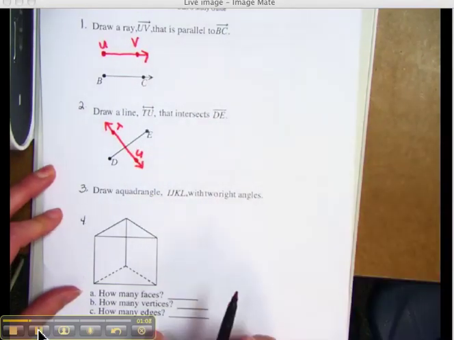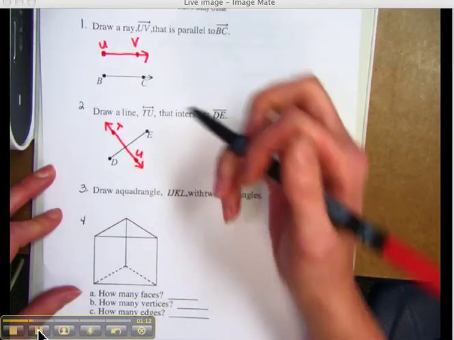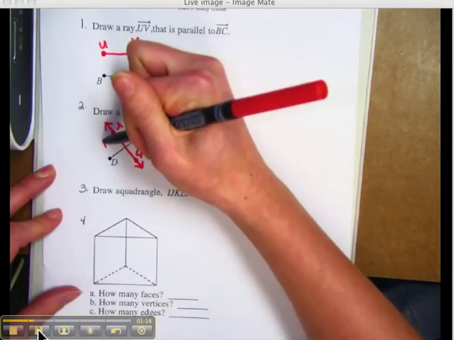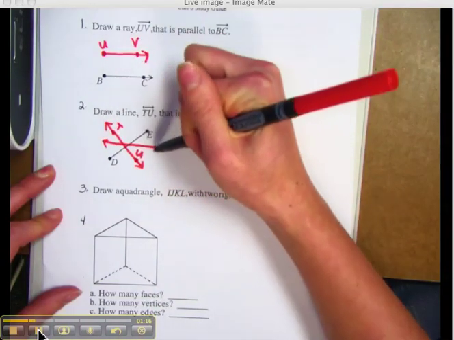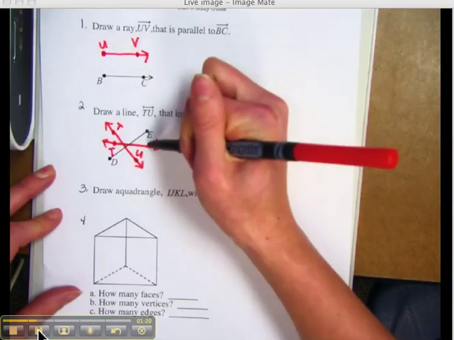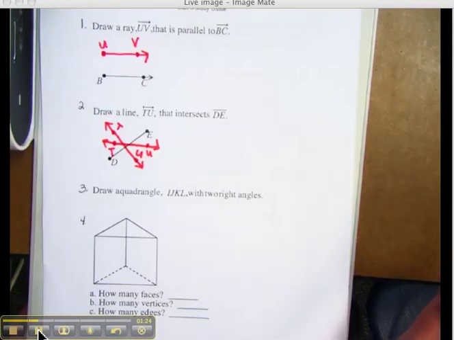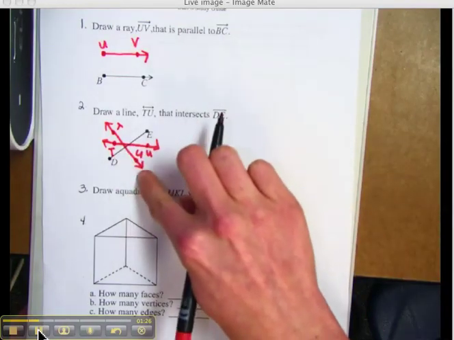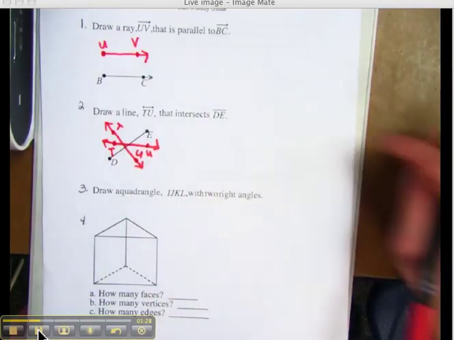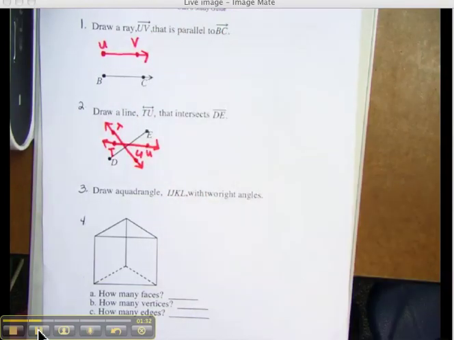Your line doesn't have to intersect at the exact same place that my line did. You could also draw a line that intersects this way, as long as you label TU. Now your line could have intersections at different points. As long as it intersects and you've labeled your line TU with 2 arrows, you've done it correctly.